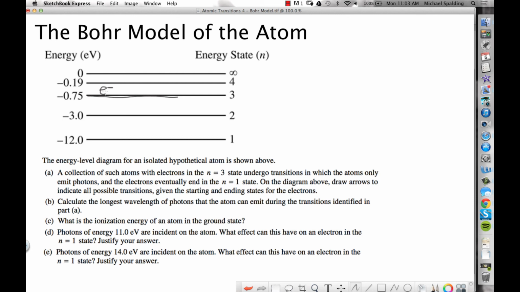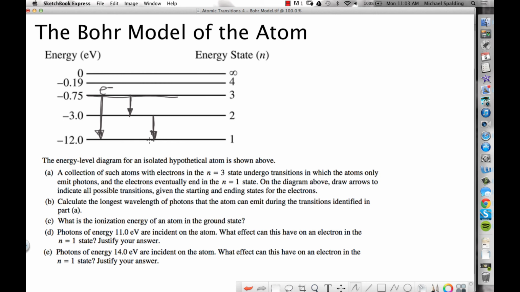So what are the possible transitions for this electron in the n equals 3 to go to the n equals 1? It could go all the way, like that, straight down to the n equals 1. And then what else could it have done? It could have gone like that, taken a little break, and then dropped the rest of the way. Those are the possible transitions right there, and that's what they're looking for.